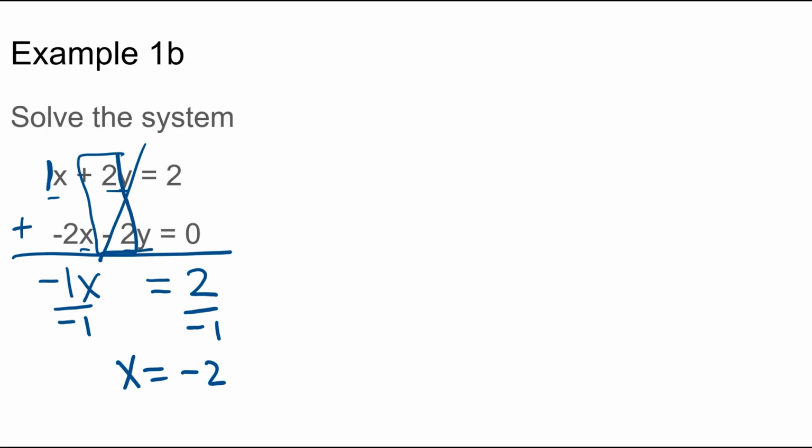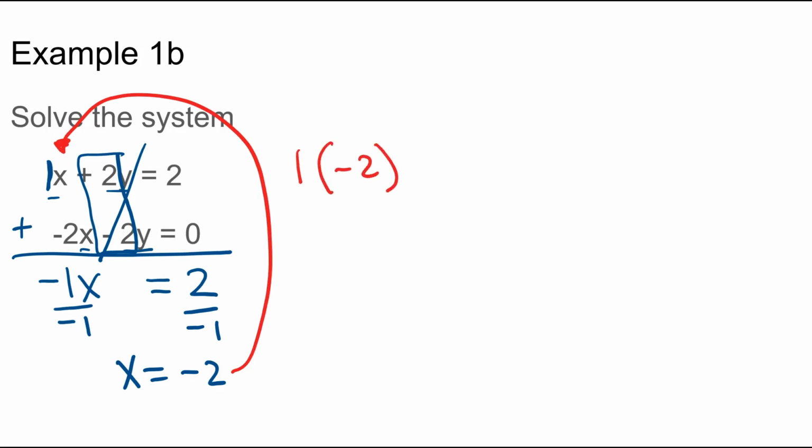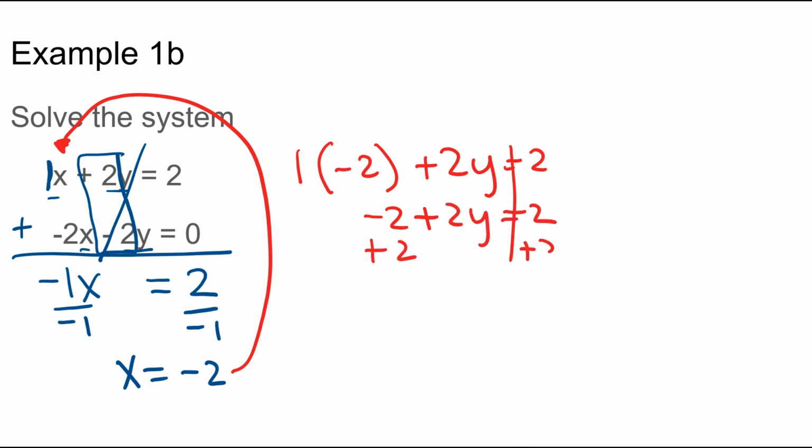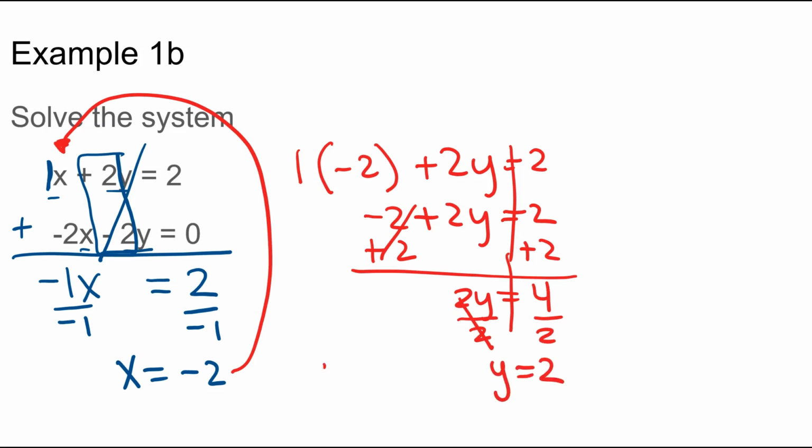We're halfway done. We're going to plug that in. You can plug it into the top or the bottom, it doesn't matter. So we've got 1 times -2, or you could have simply just plugged in -2, plus 2y is equal to 2. So we've got -2 plus 2y is equal to 2. Lots of 2's. Add 2 to both sides. We get 2y is equal to 4. Divide both sides by 2. y is equal to 2. It's the ordered pair (-2, 2).